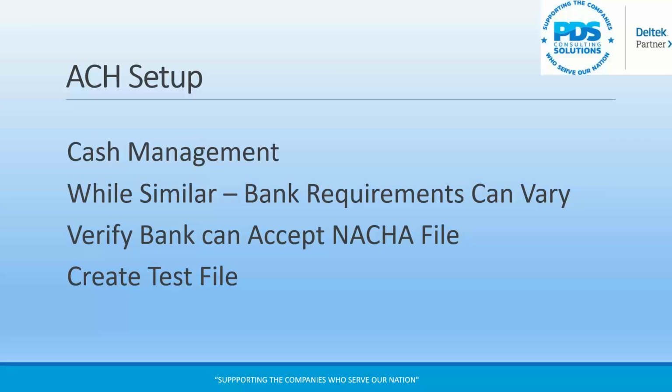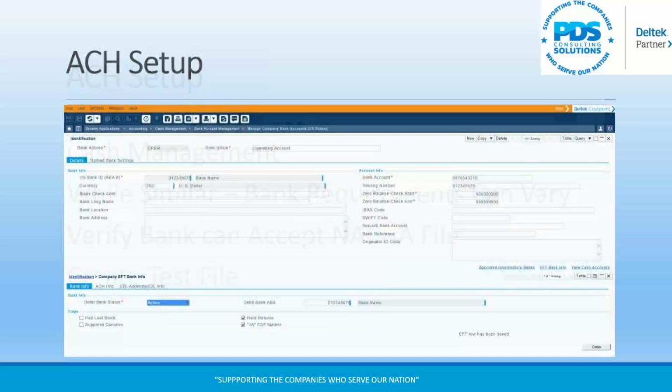And in addition to check printing, we have the ACH setup. This works closely with the cash management side, and the setup is done in the cash management. And while many banks are similar, the requirements for the ACH file layout can vary slightly between banks. So you do want to work with your bank on getting an acceptable Nacha file layout. Create a test file that is approved by the bank. Here's a sample of what the screen looks like, where you will actually set up the ACH file layout.